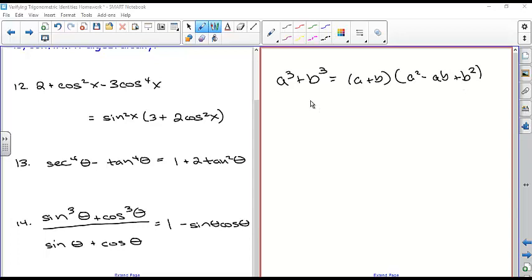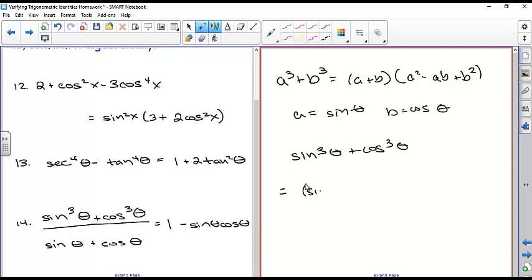So in our case, a is going to be the sine of theta, and b is going to equal the cosine of theta. So this expression, sine cubed of theta plus cosine cubed of theta, can be rewritten as the sine of theta plus the cosine of theta times sine squared of theta minus sine of theta cosine of theta plus cosine squared theta. So this is algebra. All we're doing is substituting sine for a and cosine for b.